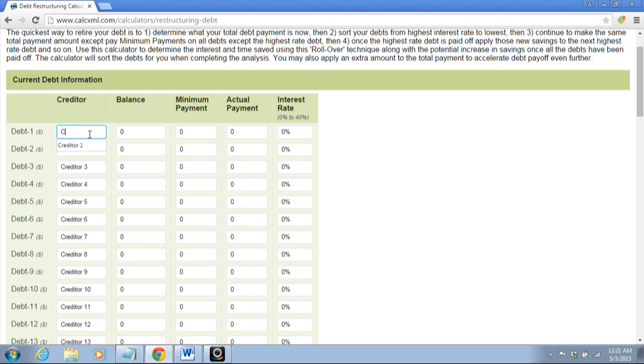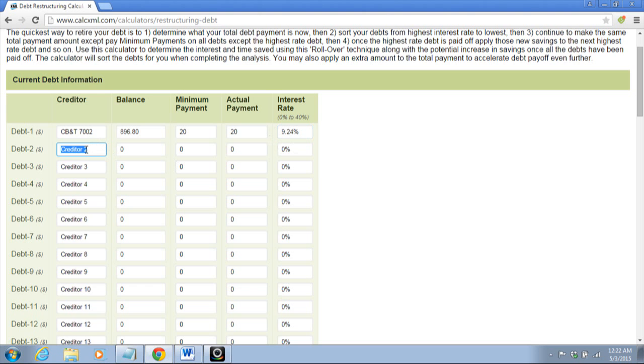One of the ones we had was CB&T, which is a local bank here in town. And this is the last four digits of the account number. The balance on that account was $896.80. The minimum payment on this one was $20, and the actual payment was $20. So this particular person made exactly $20 payments on there. And the interest rate on this particular item was 9.24%.